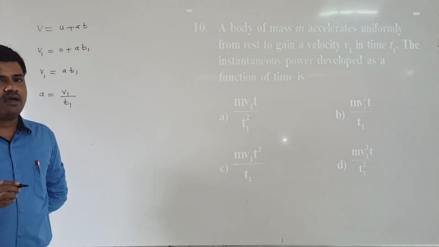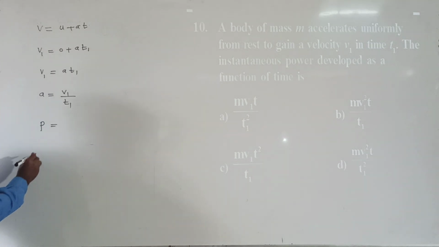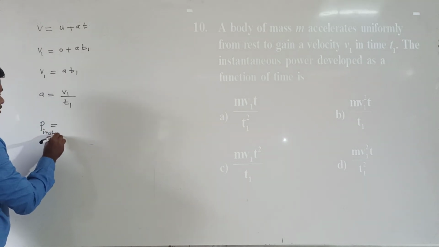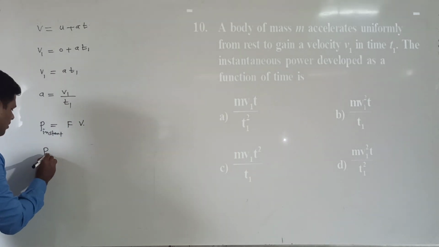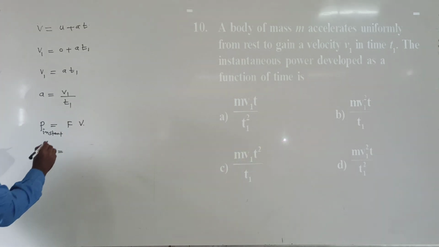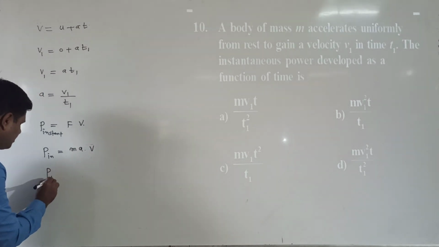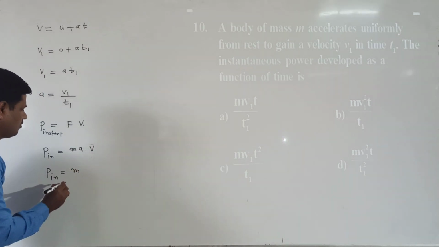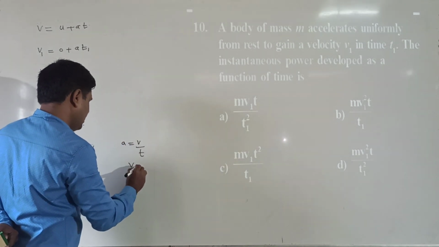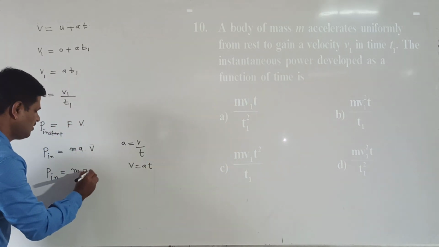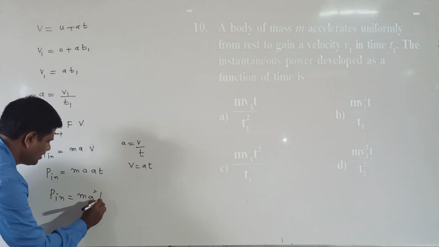Next, what is being asked in the question? Instantaneous power is asked. Instantaneous power is equal to F into v, force into velocity. Force is equal to mass into acceleration, so P instantaneous is equal to mass into acceleration into velocity. Velocity is equal to acceleration into time. In the place of v, we write a into t. Now P instantaneous is equal to m a square into t.